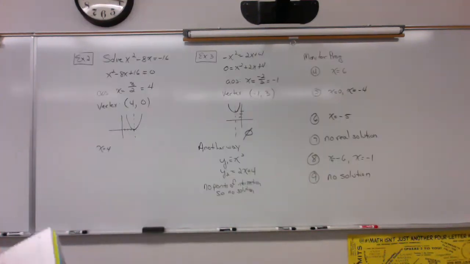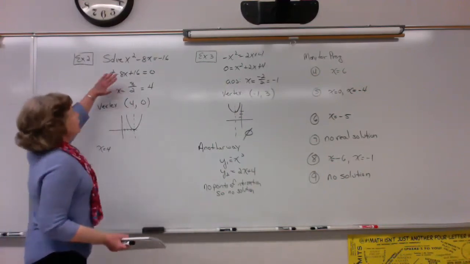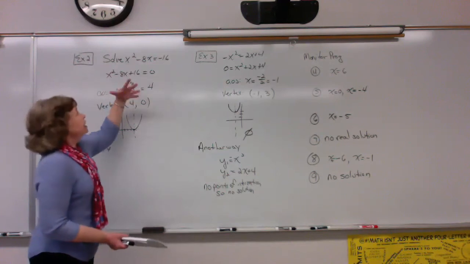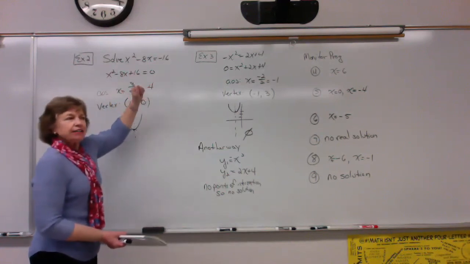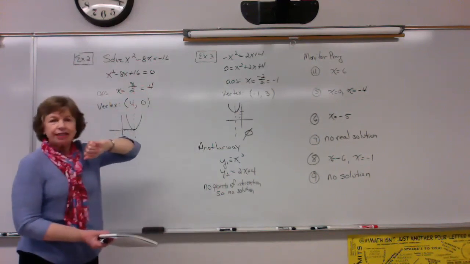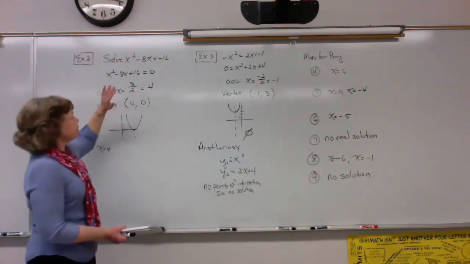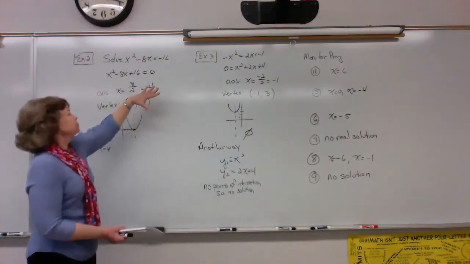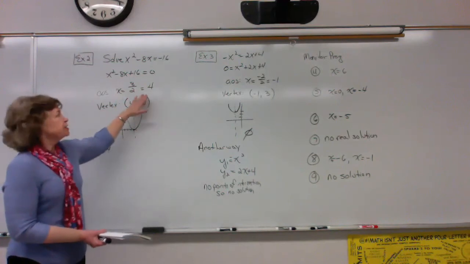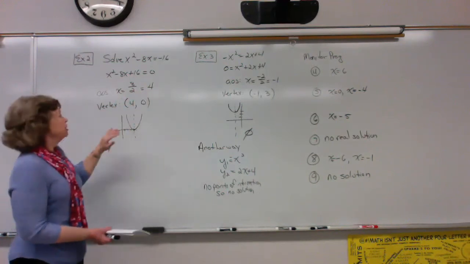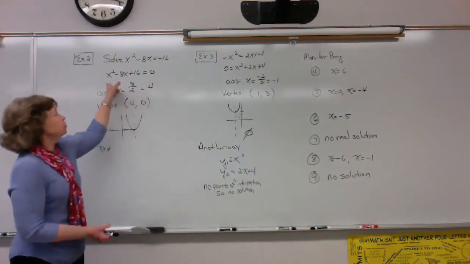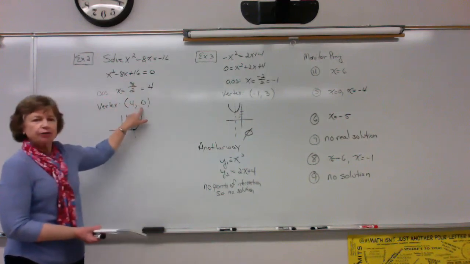So picking up with example 2, where they gave you an equation, x squared minus 8x equals negative 16. The first thing you want to do is put it back in standard form. So x squared minus 8x plus 16 equals 0. Find the axis of symmetry, that was 4. Find the vertex by plugging 4 back into this equation and find 0.